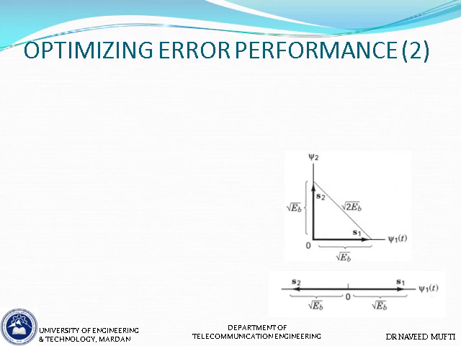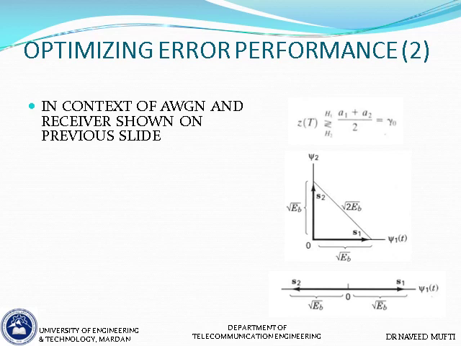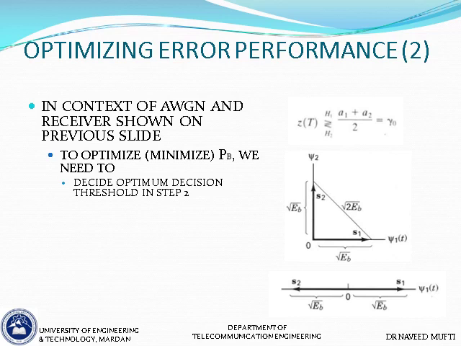Here I am giving you two different examples for comparison. So the two things we need to do are to decide an optimum decision threshold in step 2, and for the binary case, we've already discussed that. And then we also have to select the optimum receiving filter in step 1.